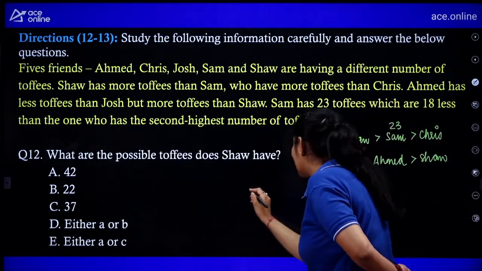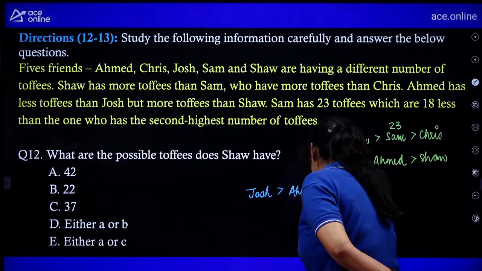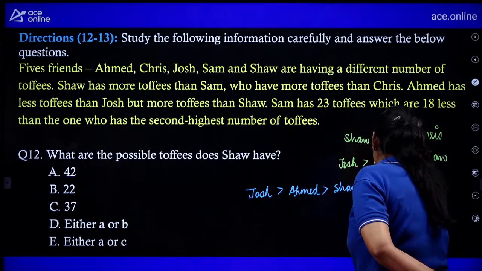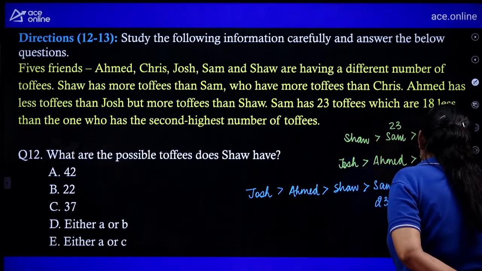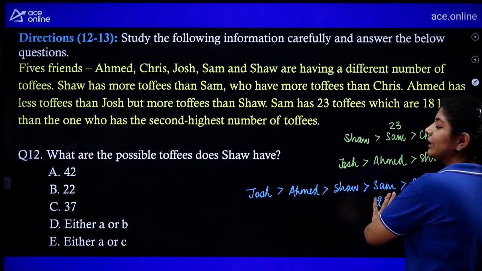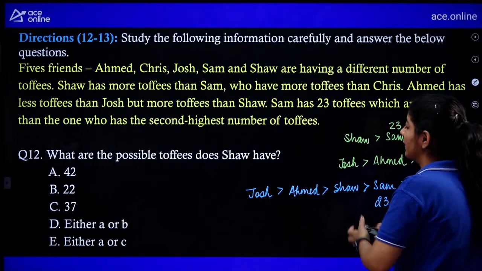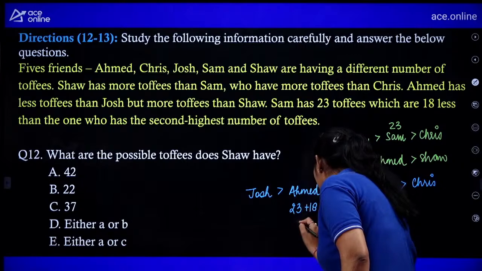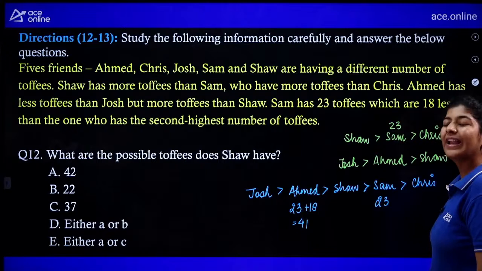So first here we are having Josh. After that we are having Ahmed. After that we are having Shaw. After that we are having Sam, who is having 23 toffees. And in the last we are having Chris. Now the question is saying that Sam is having 23 toffees, but it is 18 less than the second highest one. So Ahmed is having 23 plus 18, that means he is having 41 toffees, right? He is having 41 toffees.